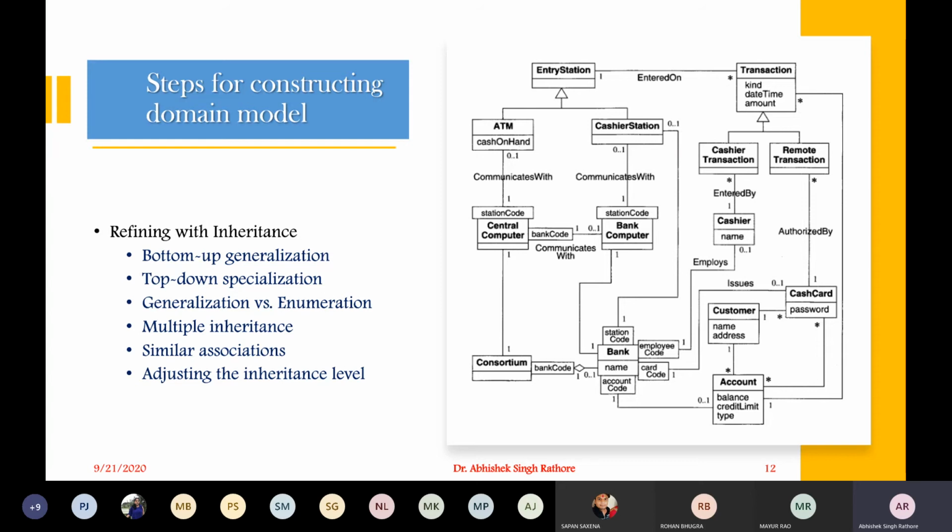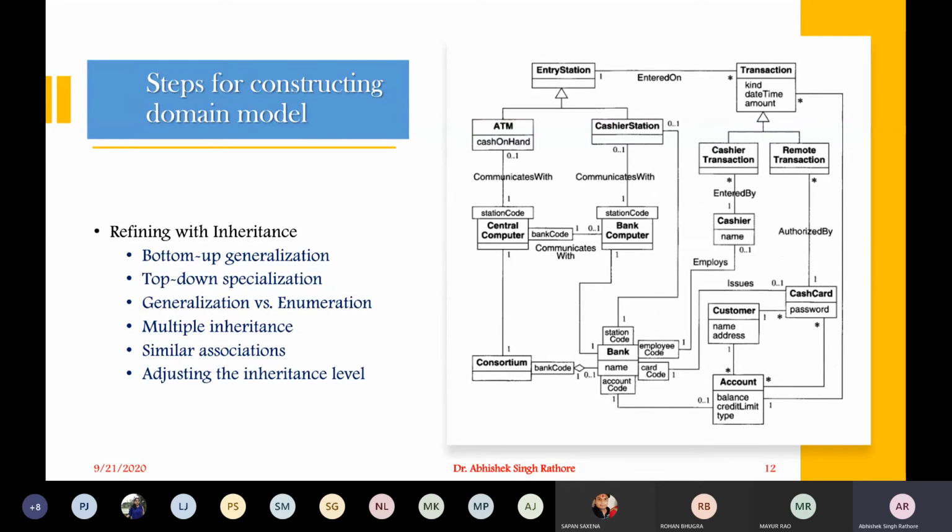Then we can go for CS with AI, or CS with big data, or CS with cloud computing, or blockchain, or data science. So this is how we can go for top-down specialization. Then we have another type of inheritance, that is generalization versus enumeration.